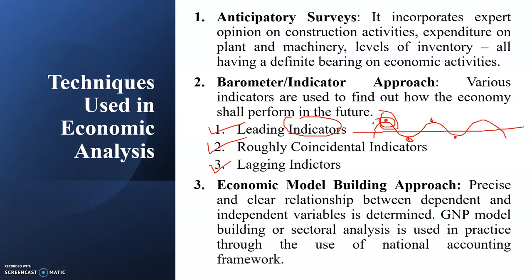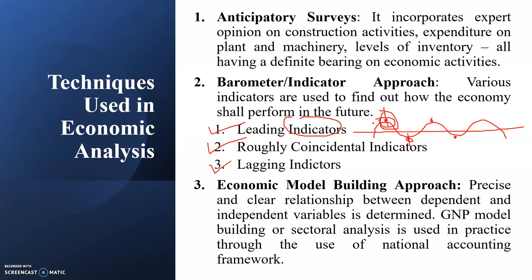Roughly coincidental indicators means they reach the highest point and the lowest point at approximately the same time when the entire economy reaches there. So if the entire economy is going up, these roughly coincidental indicators will also go up at the same time.